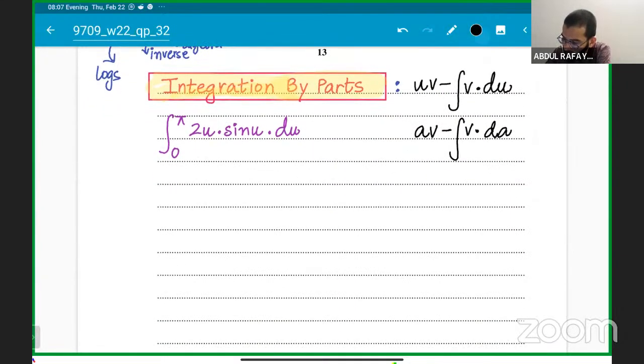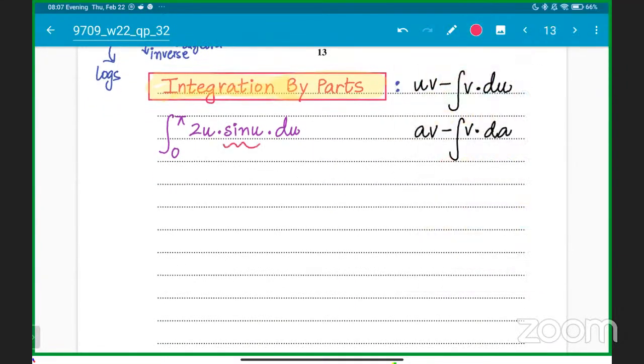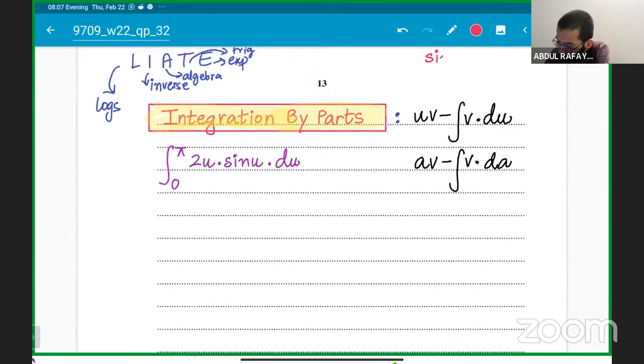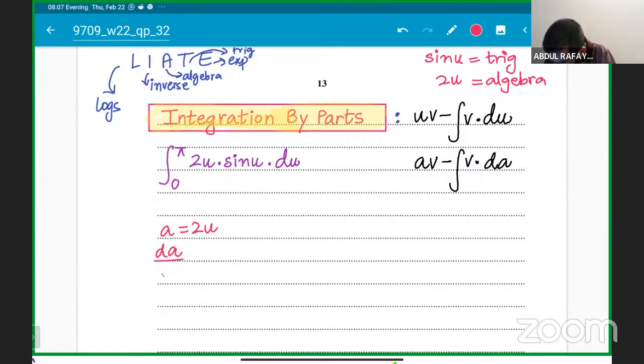So, sir, it will be u. Exactly. Sine u is trigonometry, and we have algebra again, that is 2 times u is algebra. So algebra will become that. So it is going to be, students, a is equal to 2u. So you are going to differentiate step number 1 again, a with respect to u, it will be 2.